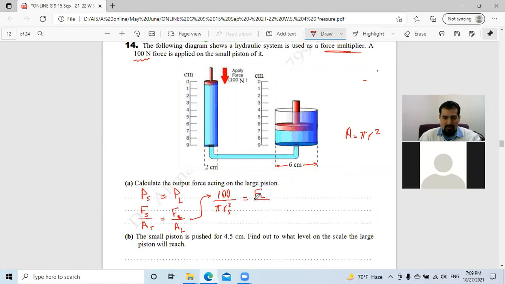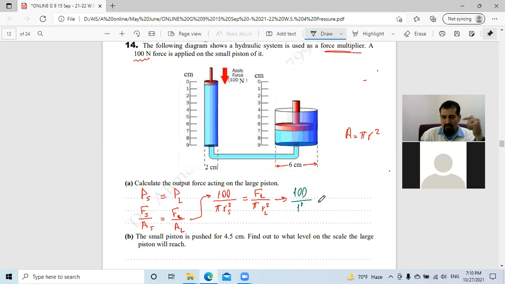And here, force on the large piston divided by pi radius square on the large piston. Pi with pi cancel. So we have 100 divided by... How much is the diameter? It's 2 centimeter. How much will the radius be? Half, always the radius is half the diameter. So 2 divided by 2, it's 1.